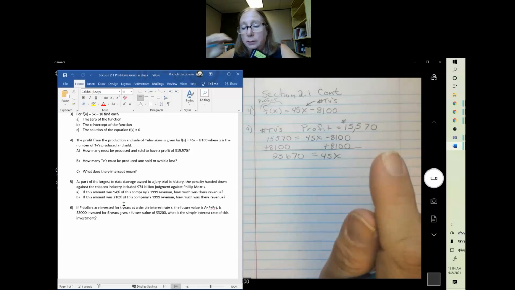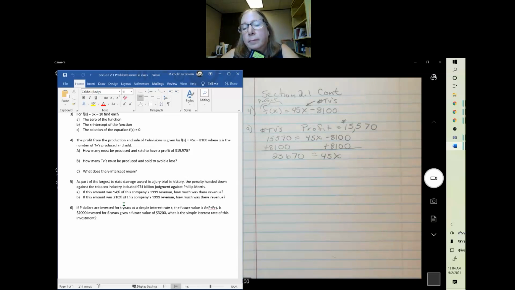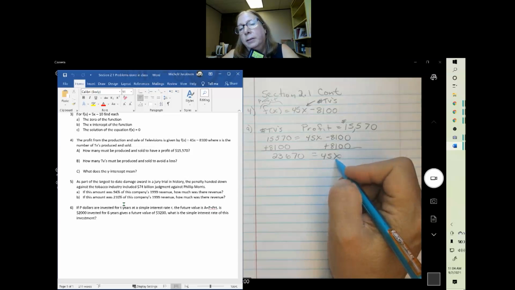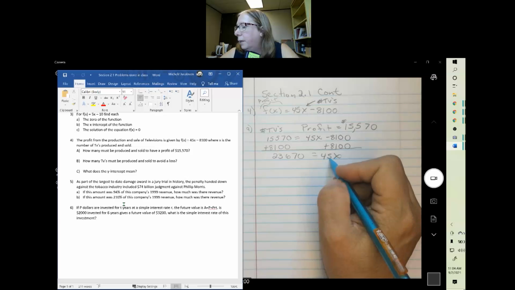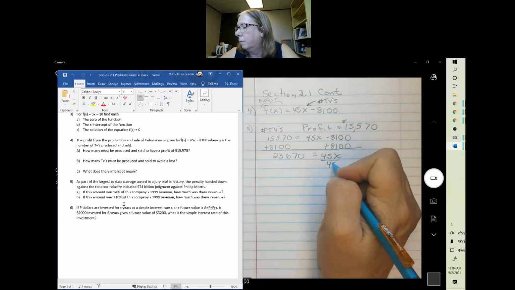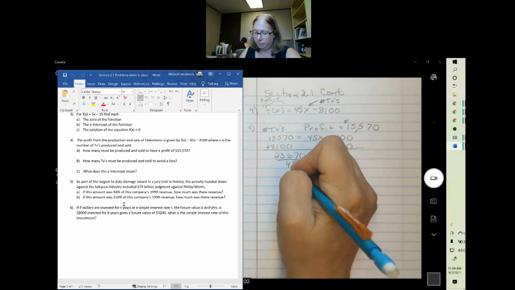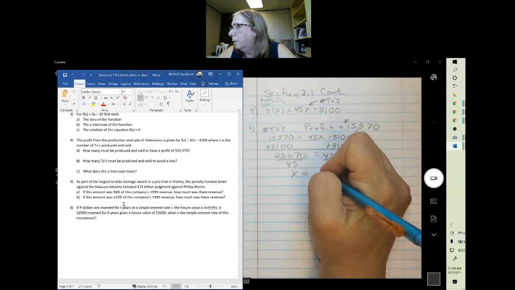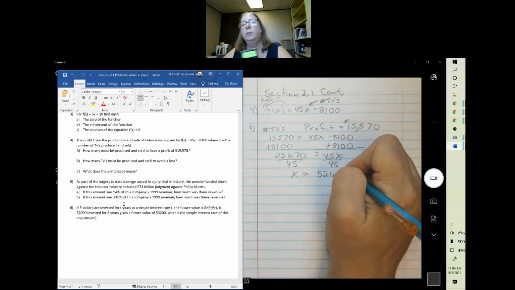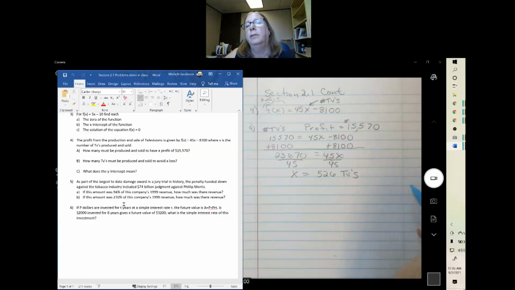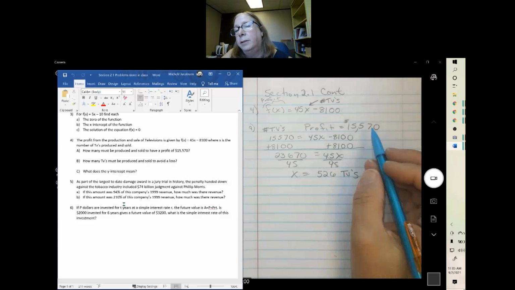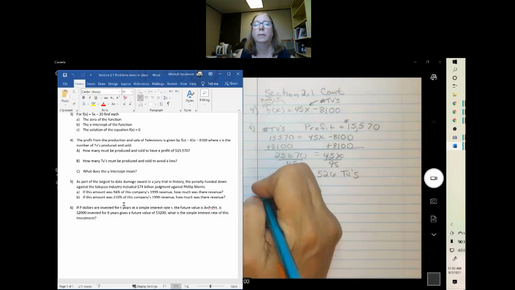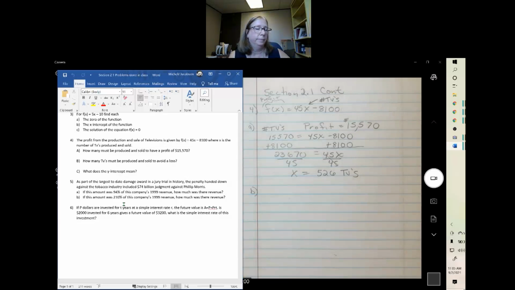Now we have to get rid of 45. How can we move the 45 to the other side? Divide by 45. Exactly. You want to think about the opposite, and since this is multiplication, we need to divide it. You should get 526 televisions. So we need to sell 526 televisions to make $15,570 in profit. Any questions on that?